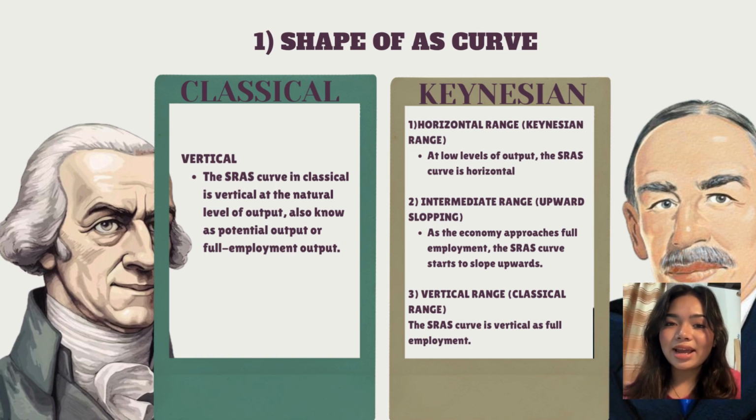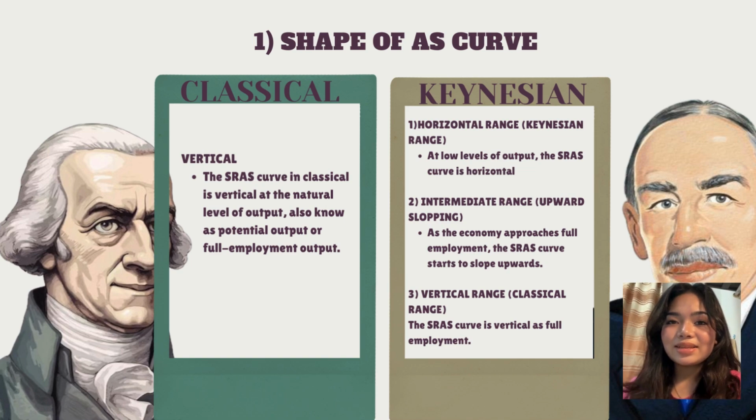The Keynesian model, on the other hand, includes three distinct ranges. The first one is the horizontal range, or can be called the Keynesian range. At low levels of output, the short-run aggregate supply curve is horizontal, which represents a period of high unemployment where increases in demand do not lead to higher prices. This occurs because there are idle resources and underutilized capacity.